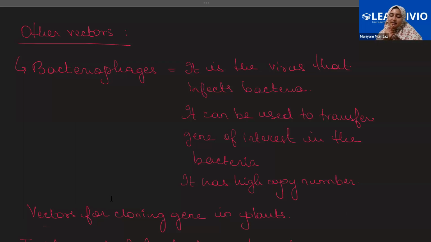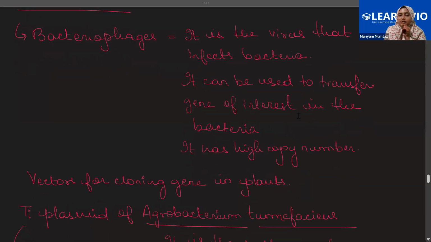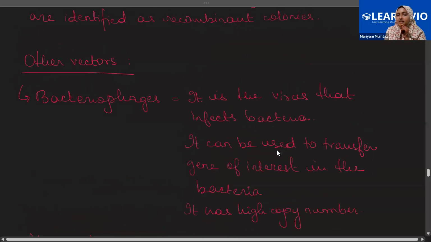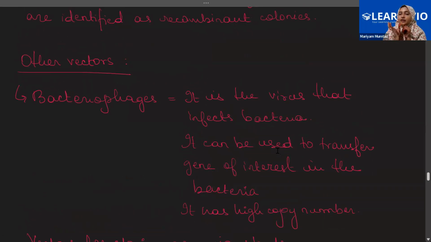Now, we know normally that this will cause disease in the bacteria. But these bacteriophages have been modified in such a way that they can be used to deliver the gene of interest in the case of bacteria. And it will do its normal function, that is multiplying a lot. Got my point? So this is bacteriophage being used as a vector in bacteria.